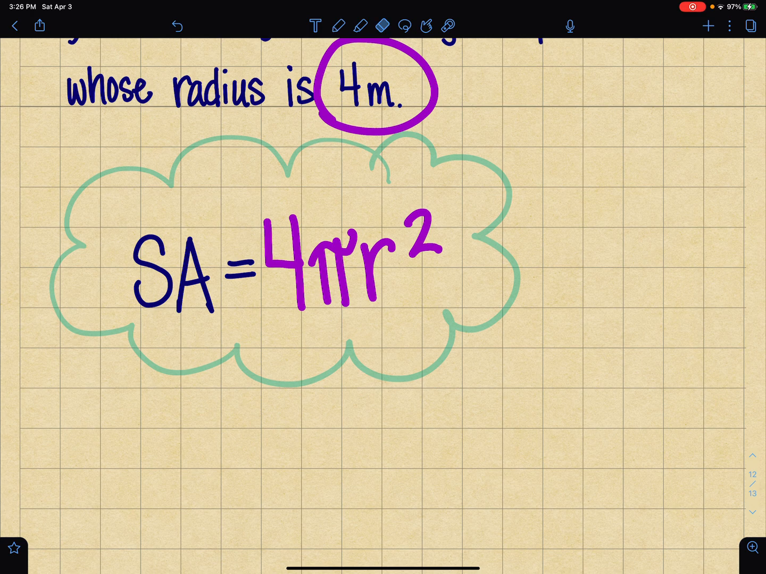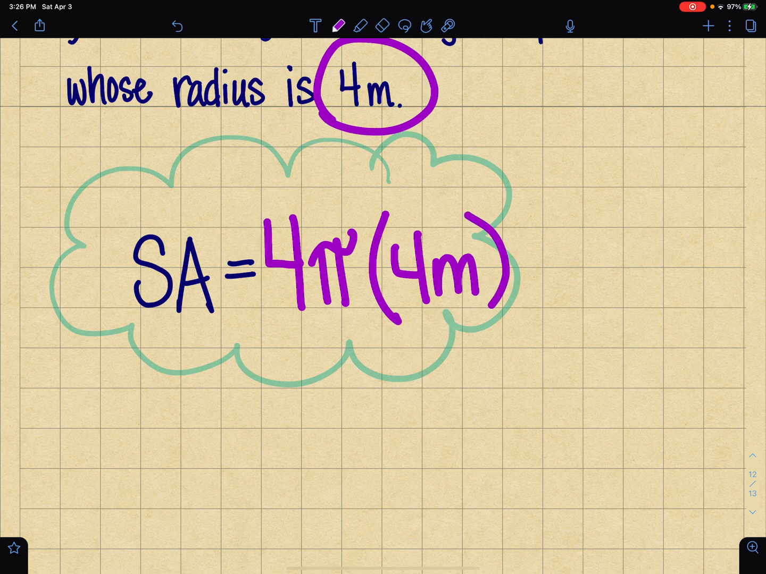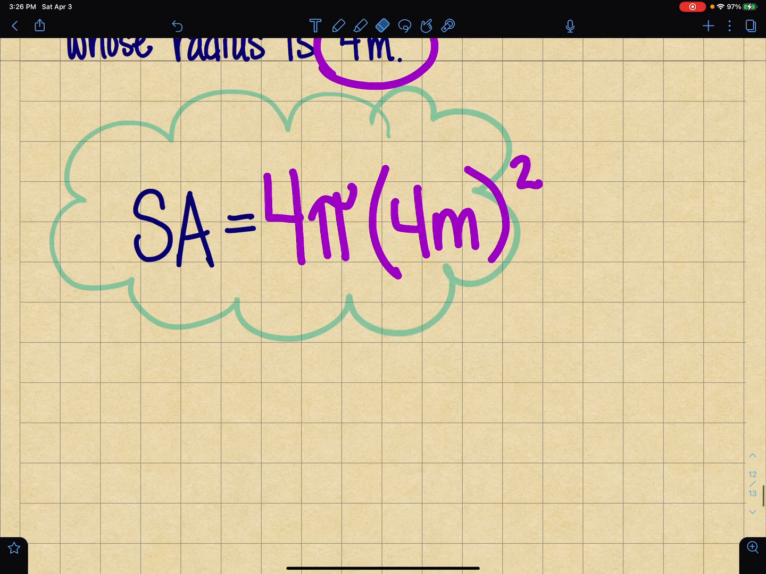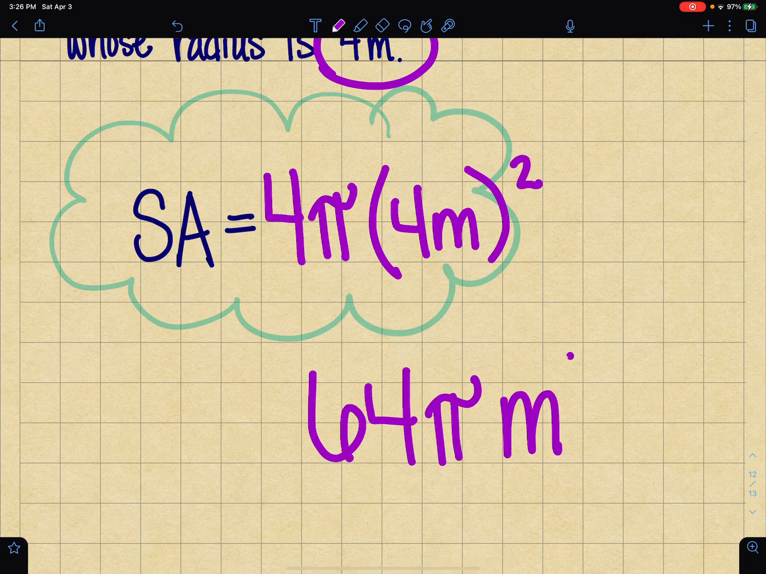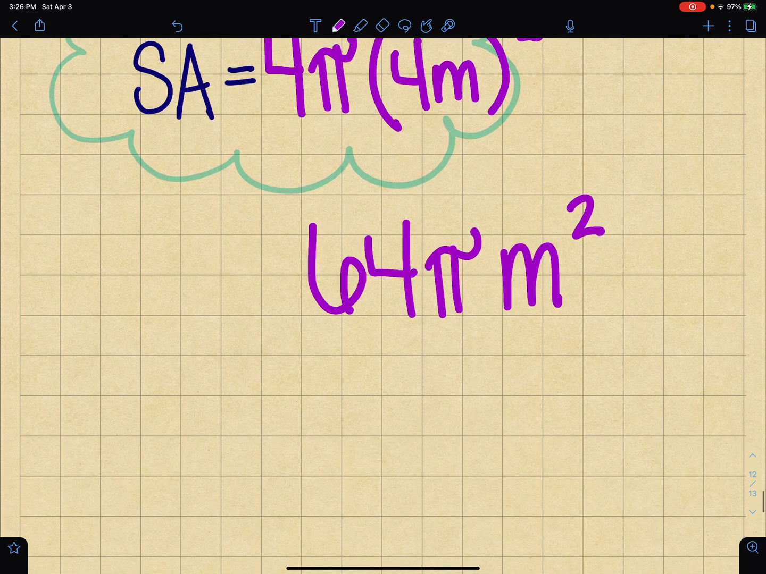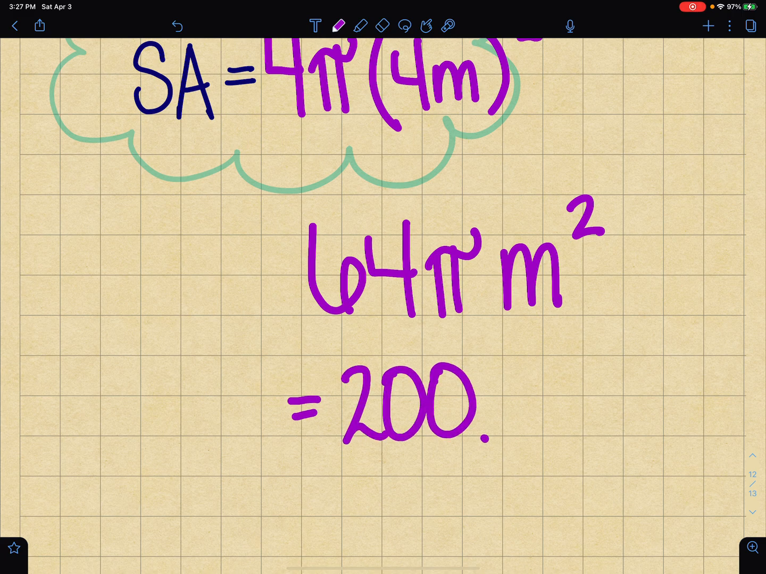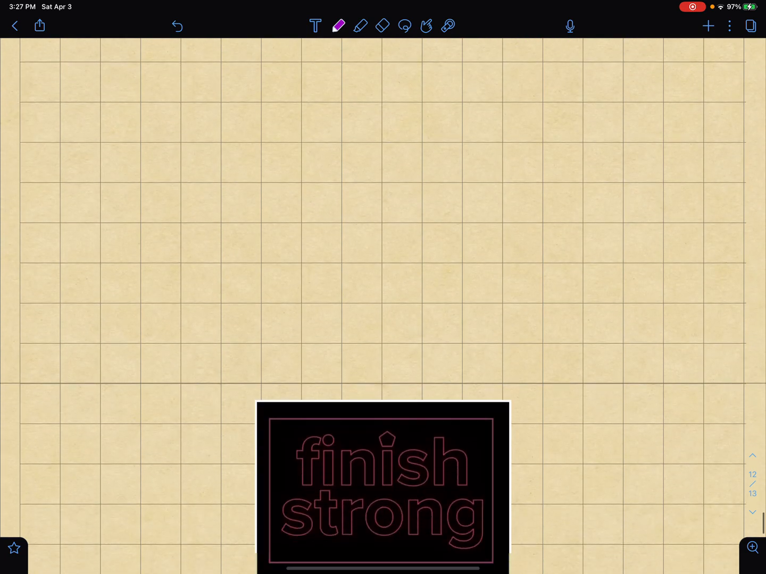So now, easy peasy, we just erase this radius and put 4 meters there. And it's going to be 4 times 4 times another 4. So it's going to end up being 64 pi, and the units are going to be meters squared. Whoa, that's pretty big. That's a big sphere. All right, so 64 times 3.14 is going to be 200.96 meters squared. All righty, easy peasy, right?